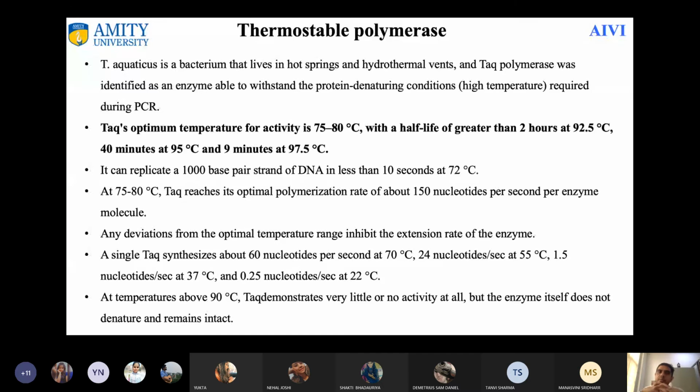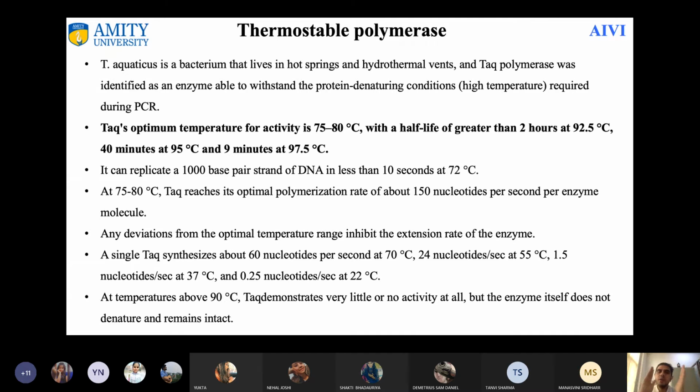Now if you ask what type of polymerases are functional at high temperature, these are also the same as DNA polymerase 3, having the same polymerase activity that is present in your E.